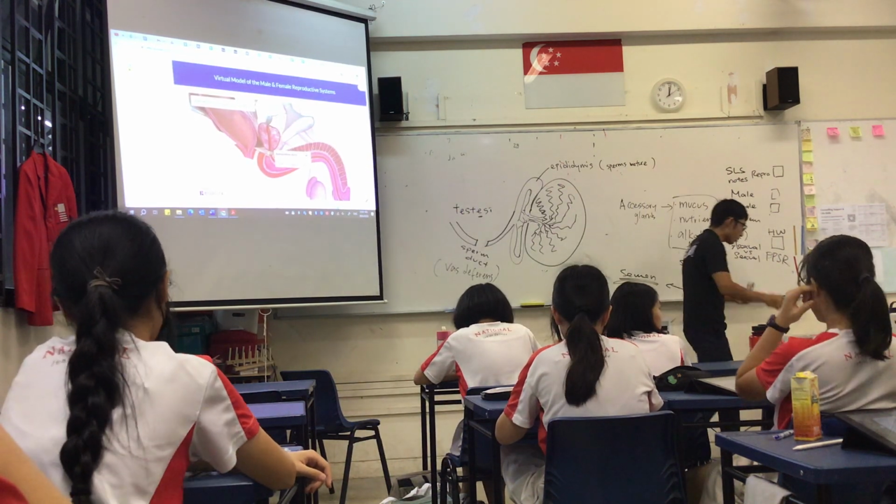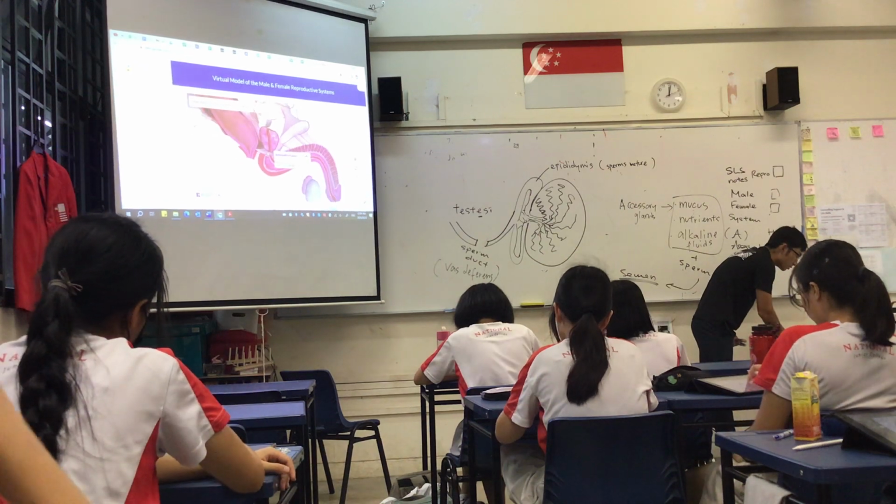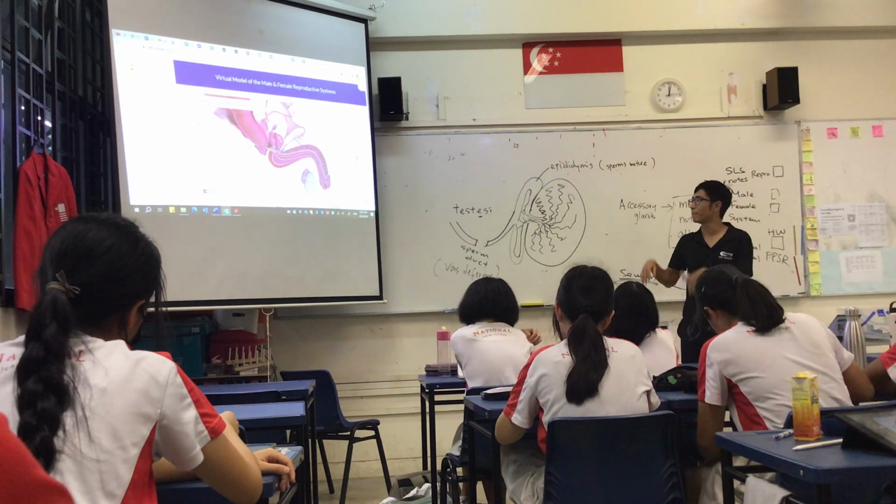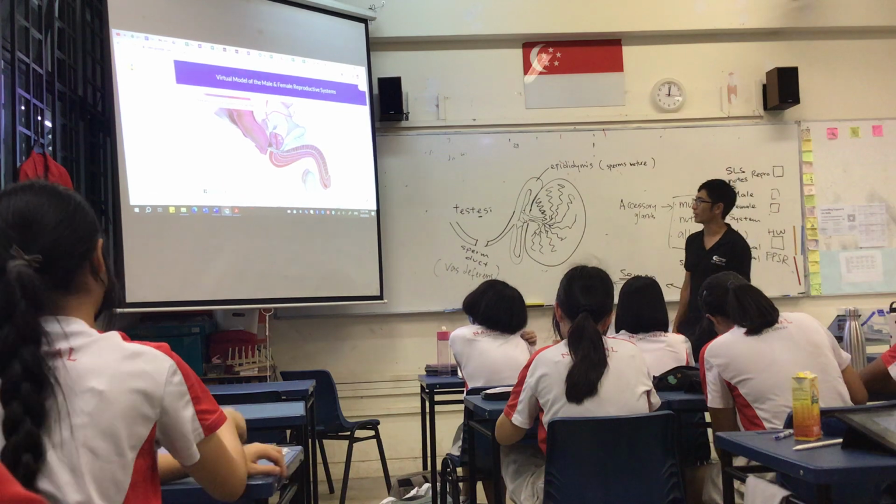Okay, we're almost done with the reproductive structures of the male. Notice that males are not very complex, and there's nothing much to talk about.